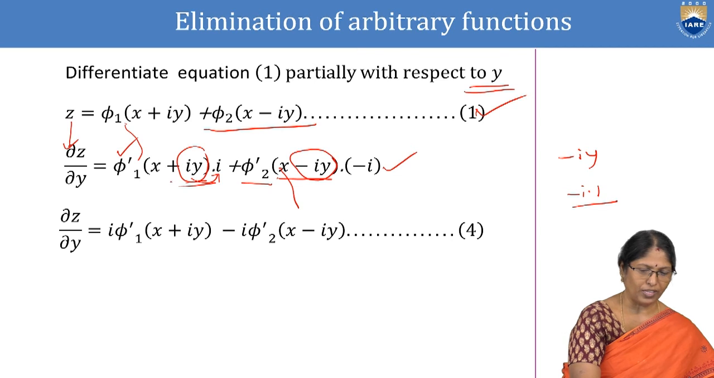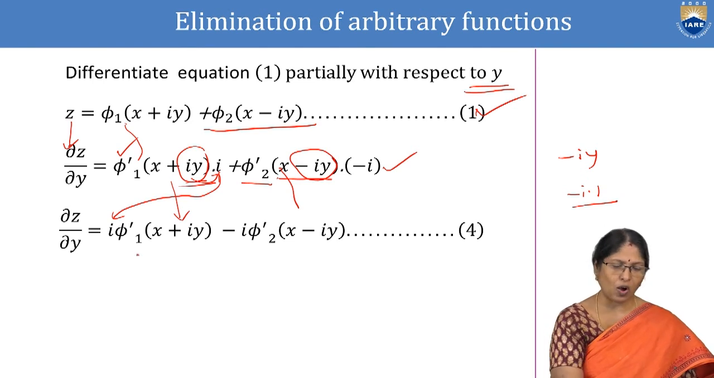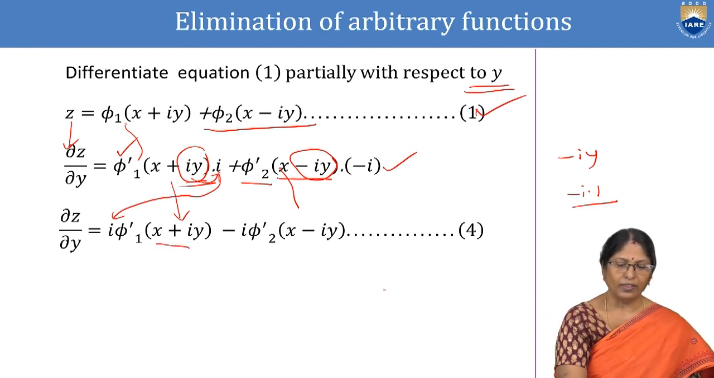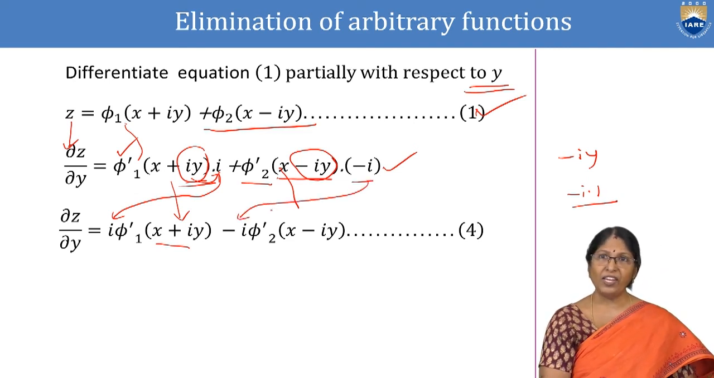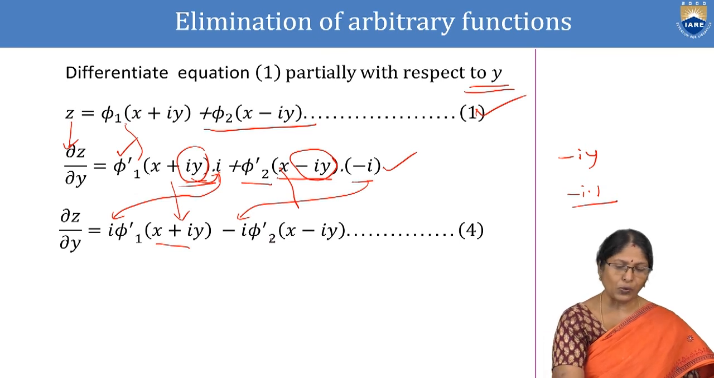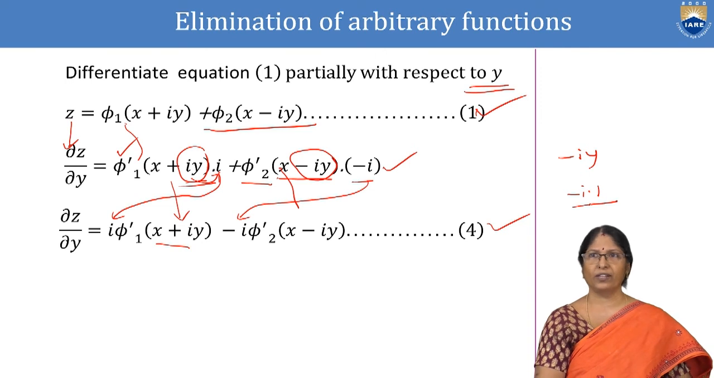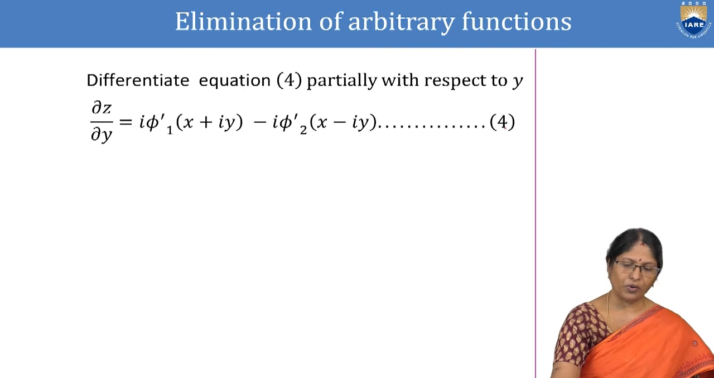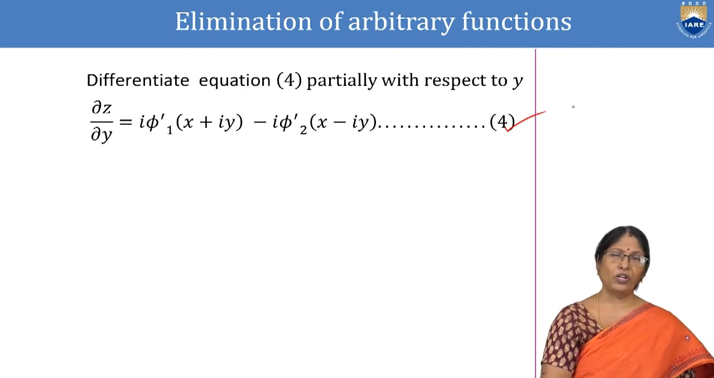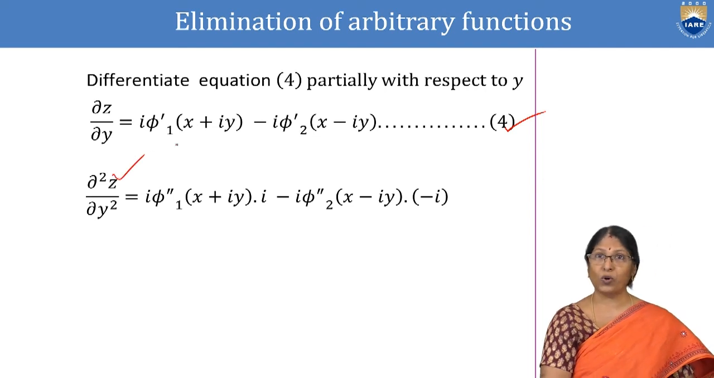Next, we are doing the simplification. Just we brought this i to the front, then i into φ1' of x plus iy. This minus i, we brought it just to the front. So minus i into φ2' of x minus iy. This equation is named 4. So now equation 4 is ready. Again we are going to do the differentiation. So ∂²z/∂y².